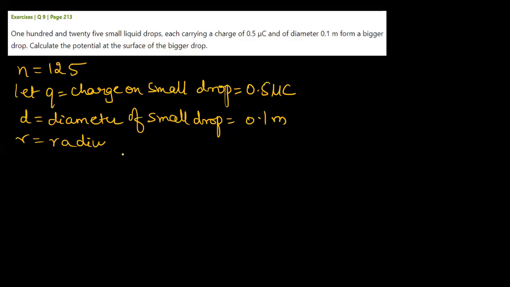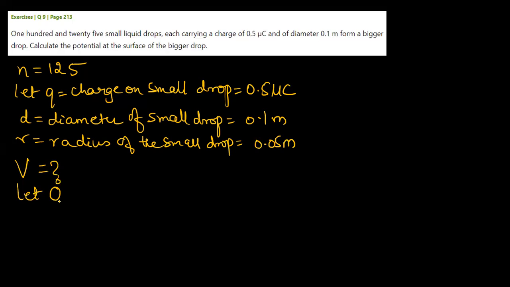Whenever I have told students, whenever diameter has been given, always find the radius. So radius of the small drop will be 0.05 meter. Please see the notations very carefully. I am taking small q as the charge on the small drop, small d is diameter of the small drop, small r as the radius of the small drop, and this is given to us. These 125 drops combine to form a bigger drop. So calculate the potential on the surface of the bigger drop, V on the bigger drop. So let us first find the charge on the bigger drop. Let Q be the charge on the bigger drop.